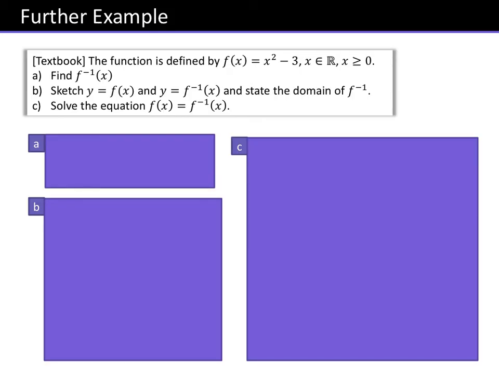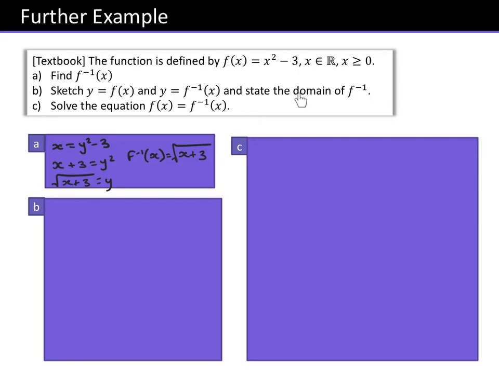So, the function is defined by f of x equals x squared minus 3. Find the inverse of the function. So, I'm going to just do x equals y squared minus 3. X plus 3 equals y squared. Square root of x plus 3 equals y. So, that means the inverse of the function is the square root of x plus 3. Sketch y equals f of x and y equals the inverse of x and state the domain of the inverse.